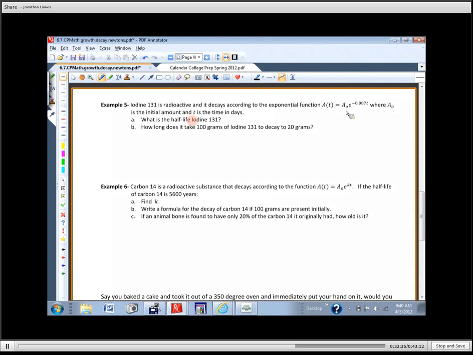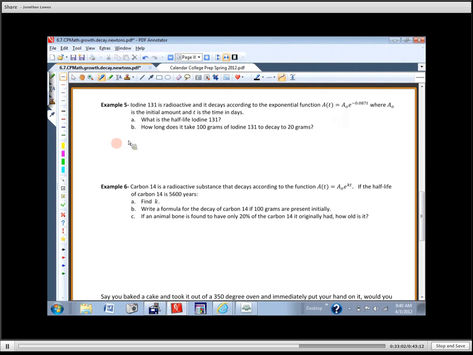Now Chase, what's not so nice about this one right here? I'm pointing to it. They didn't give us the initial amount. Now, as far as figuring out what the half-life is, does that matter? No, just like it didn't matter if we wanted to figure out the doubling time for an amount of money for a particular interest rate. We can use whatever A naught we want.